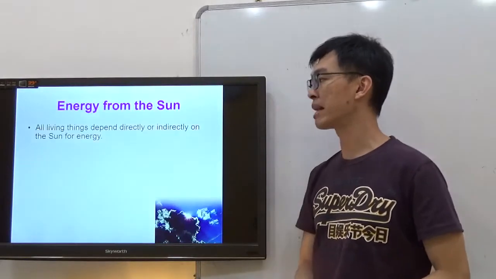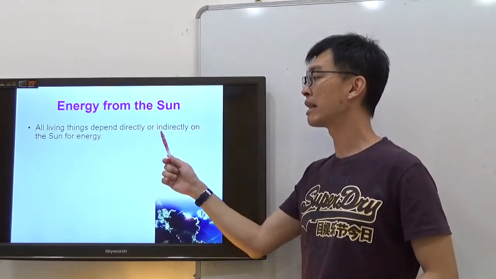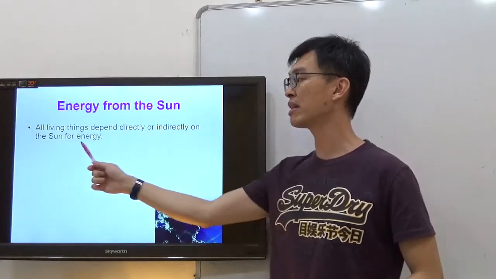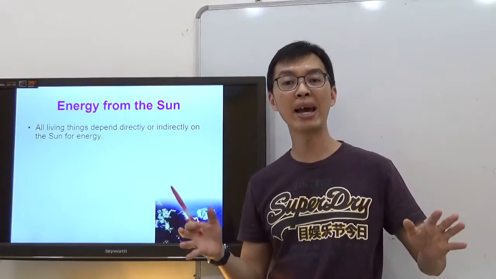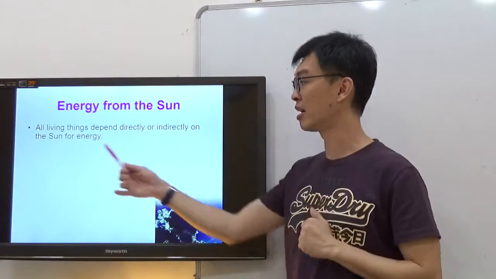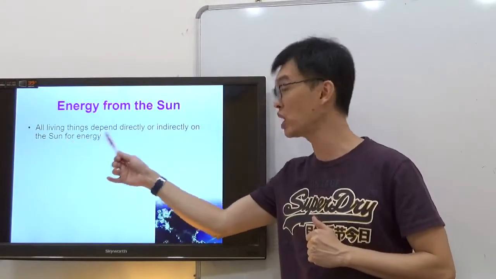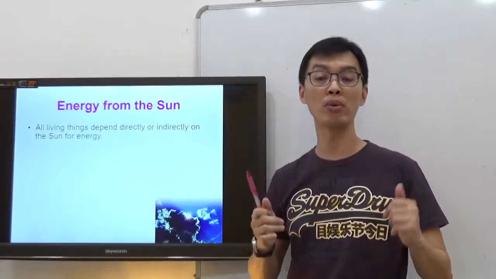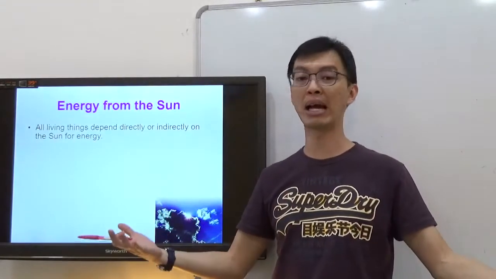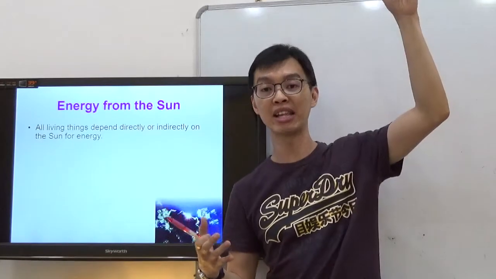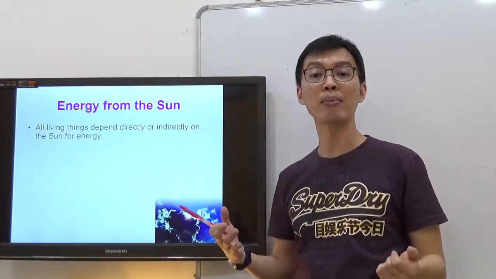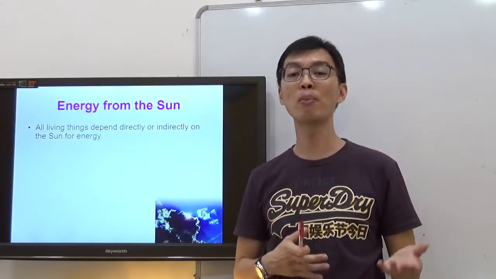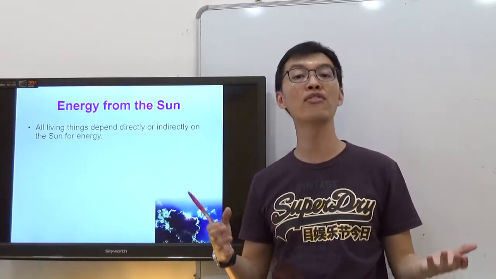Now, energy from the sun. All living things depend directly or indirectly on the sun for energy. Now, for all animals, they depend on the sun for energy indirectly. Remember, we can't make our own food, so we can't depend on the light from the sun directly. But the plants can. So plants get this energy directly from the sun.